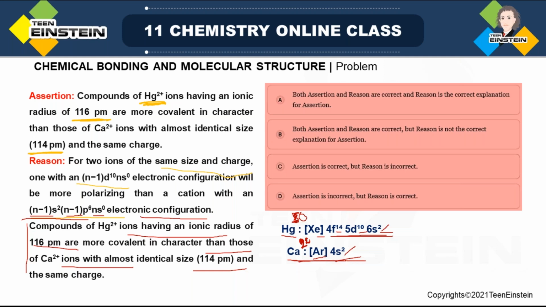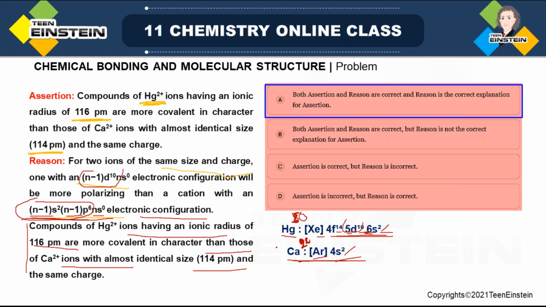So just see here, the electronic configuration matches this type of configuration, where this part comes from argon. For Hg, n-1 d10 and 4f are also present, but just focus on this: 6 is n, so 5 is n-1. This type of configuration is present, so that is why the compounds of Hg will be more covalent in character. So the assertion and reason are individually correct, and the reason is also the correct explanation for the assertion. So this will be the correct option. We will end here, and we are at the end of the session. Thank you for listening.